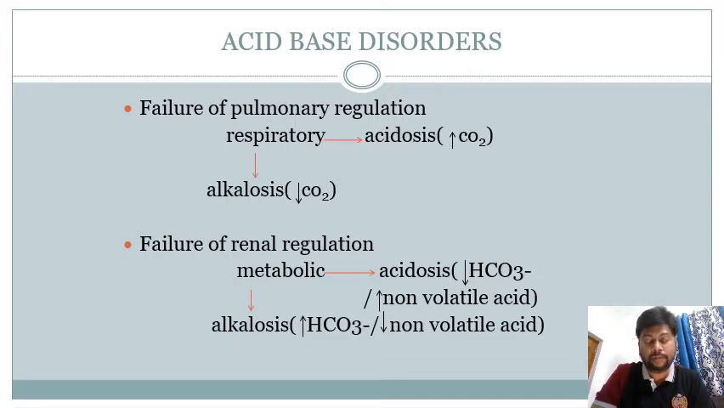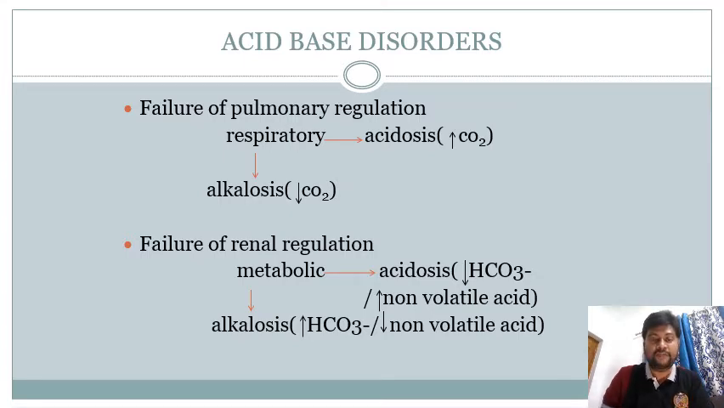Coming to the metabolic part, the main function of the kidney is to remove the organic acids formed in our body and to increase the bicarbonate level in the body. If this fails, what will happen? Acids will accumulate and the base level will decrease, leading to metabolic acidosis, whereas the reverse leads to metabolic alkalosis.